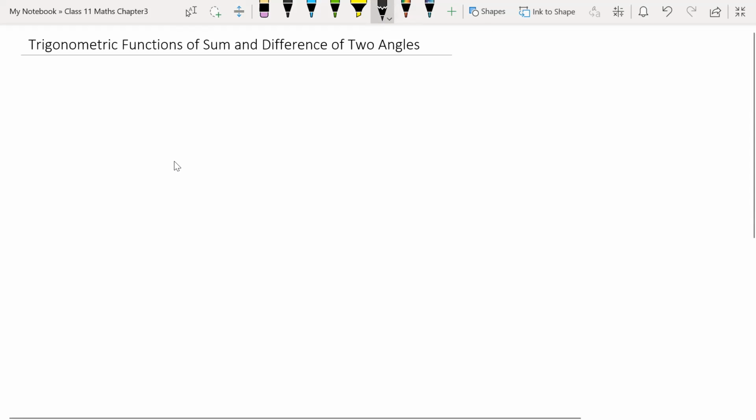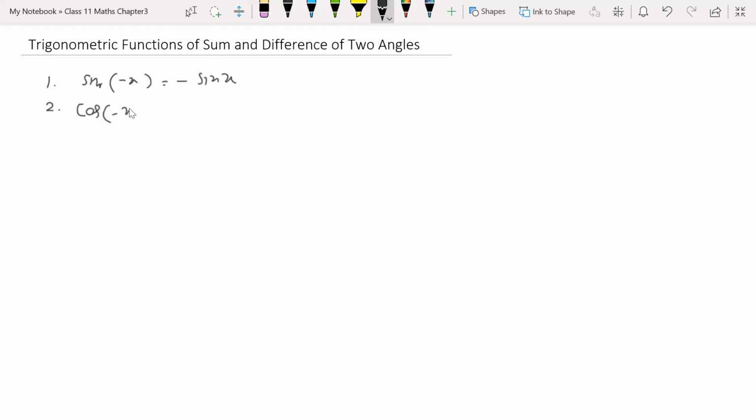So be attentive. Now, trigonometric functions. As we know, we already have two identities. Identity number one is sin(-x) is equal to -sin x. Another identity is cos(-x) is equal to cos x. You have studied these identities in your previous classes.